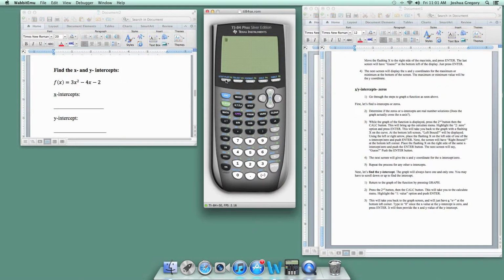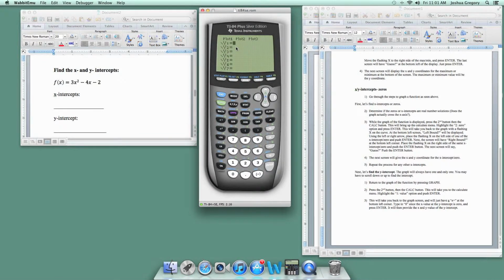So go up to y equals. It's going to take you to your y1, y2, y3. We're going to use our y1 again. So I'm using our 3x squared, this function over here, minus 4x minus 2. So that's all good. 3x squared minus 4x minus 2. We're going to push graph, and it's going to take us back to the graph.